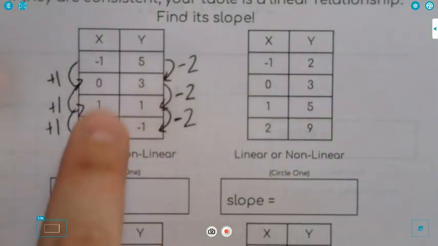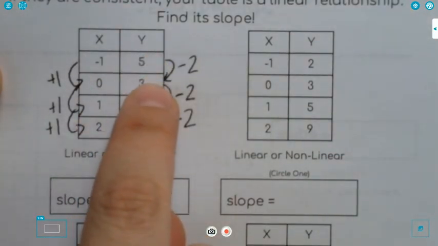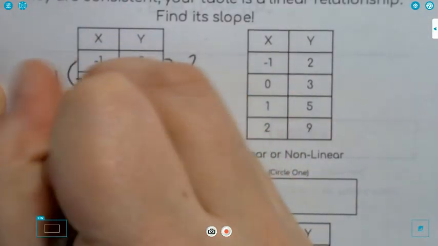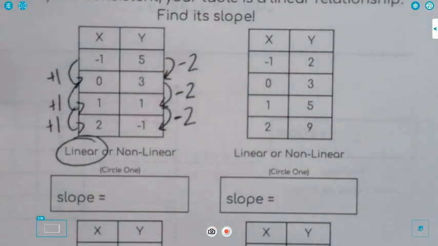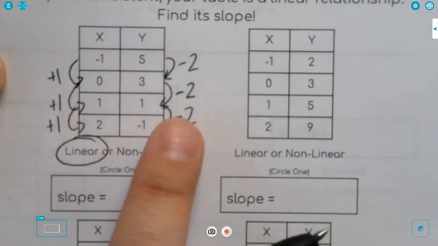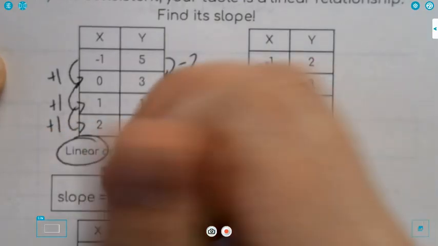Every single row of my table, my y's go down by 2, my x's go up by 1. So if that's consistent all the way on both sides, I know this is linear, so I can circle linear. And then my slope is the change in my y values over the change in my x values. So it's negative 2 over 1.